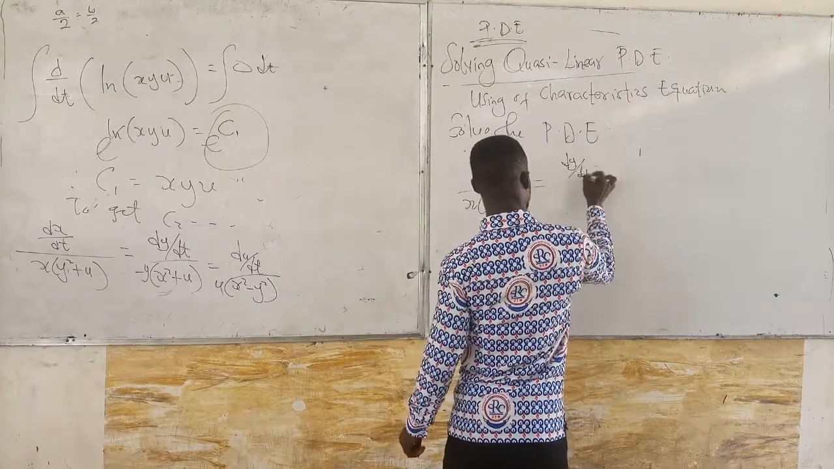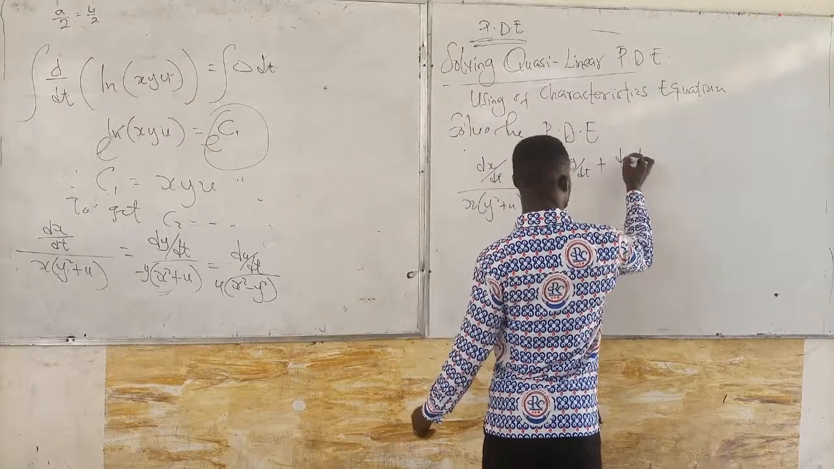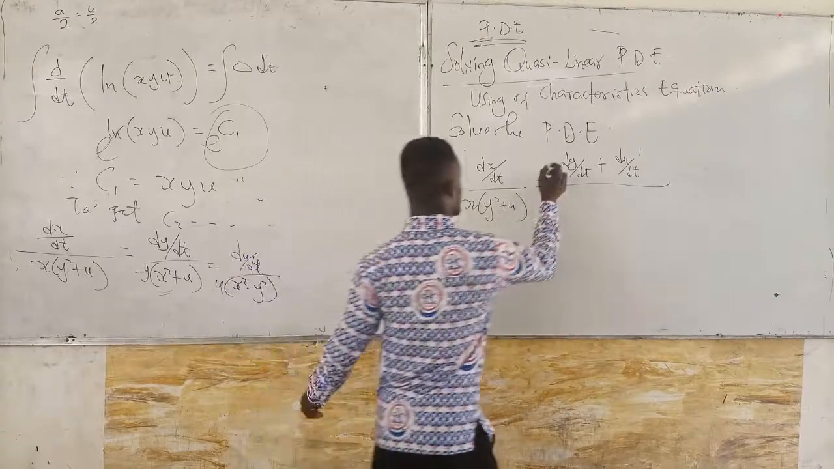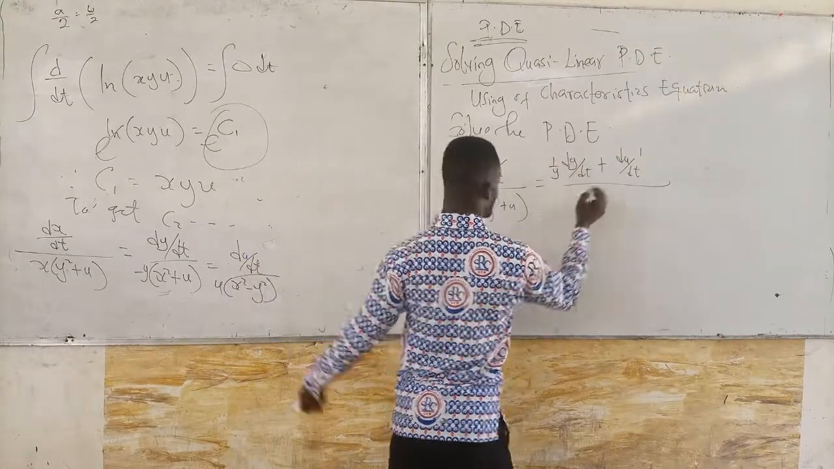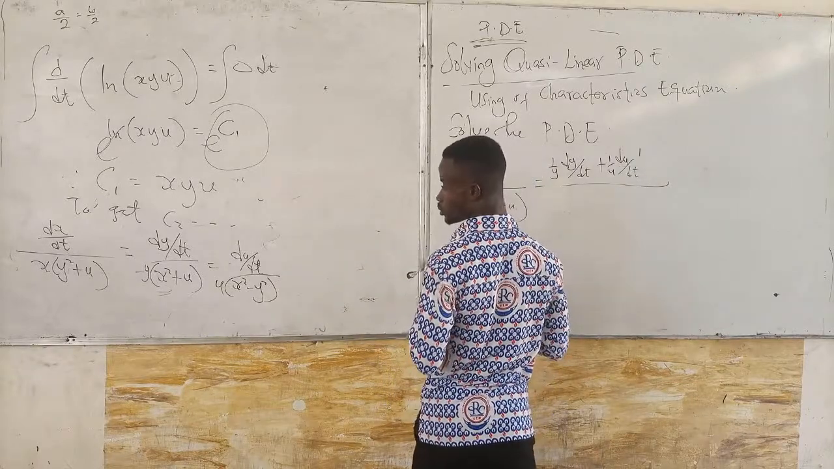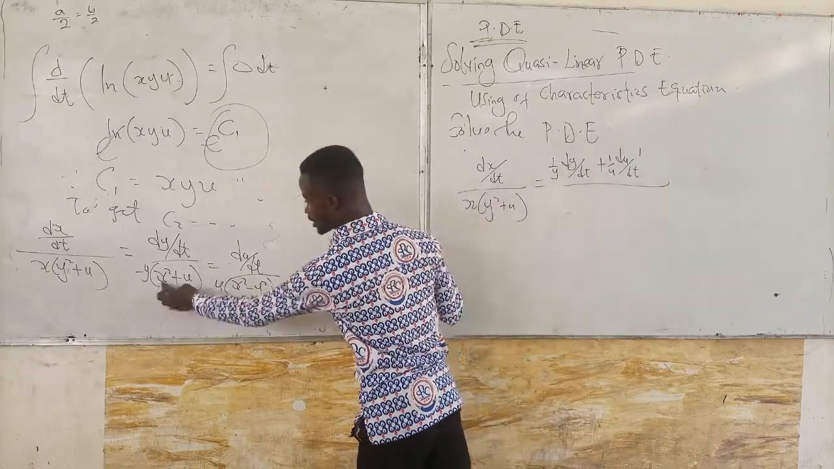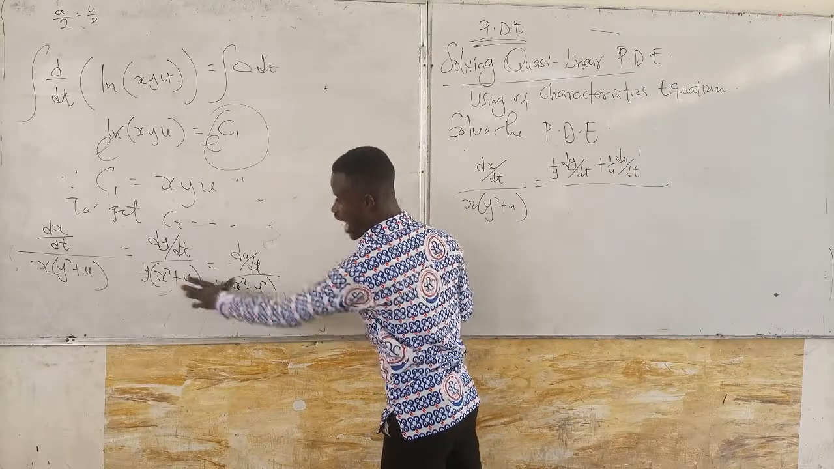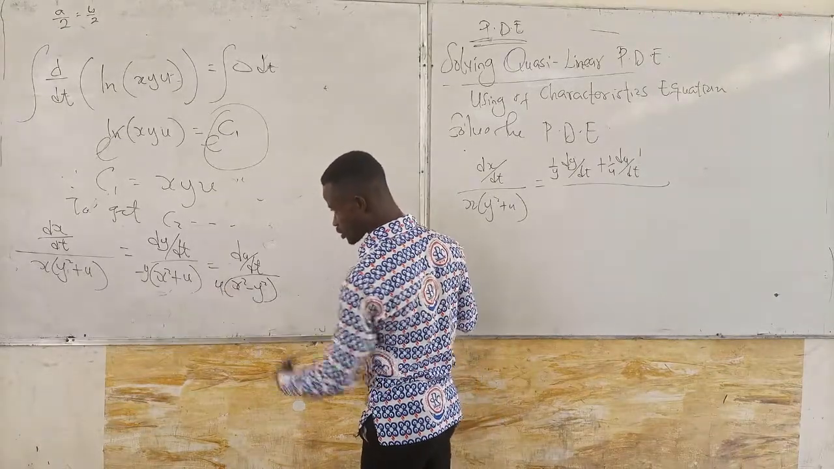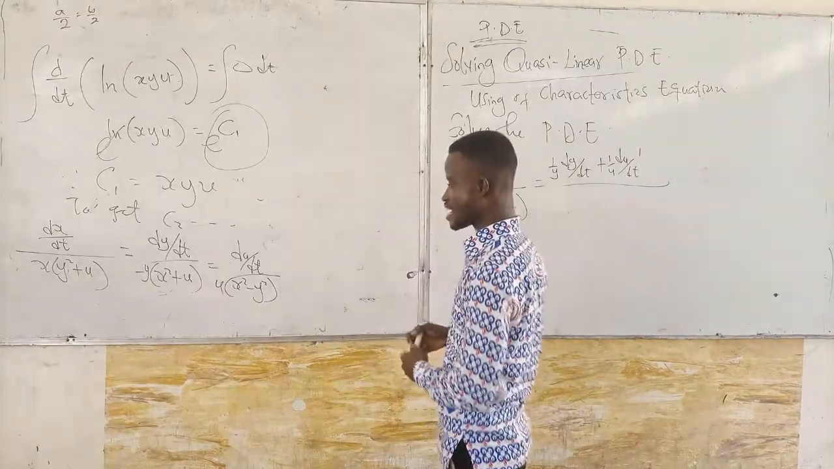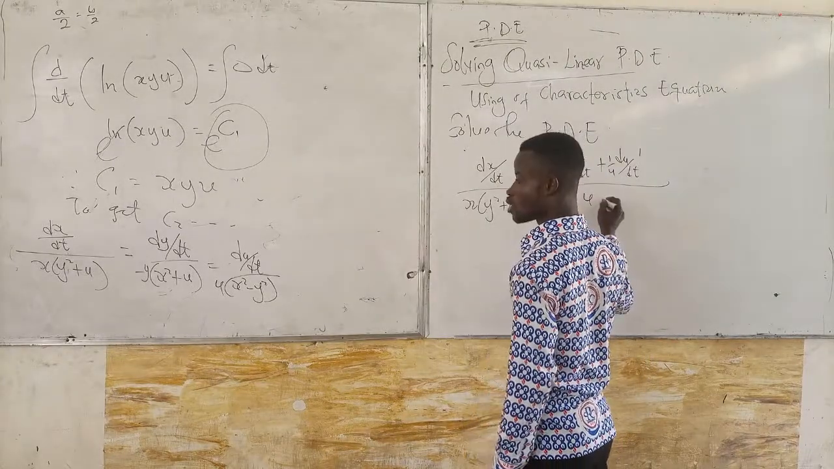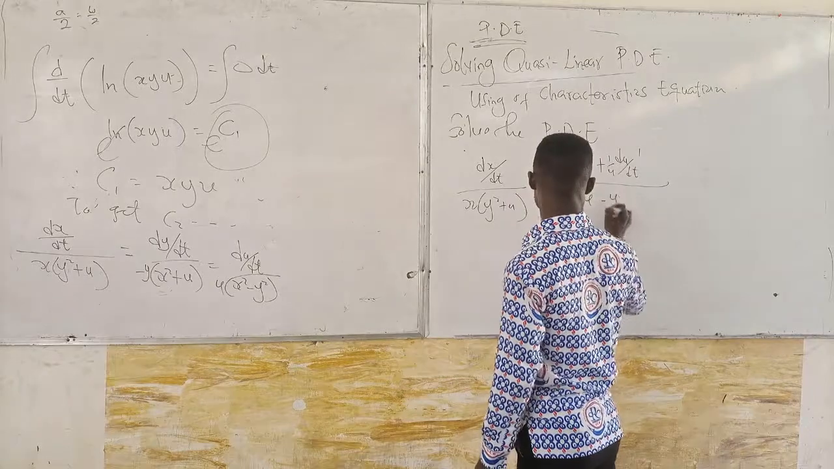So dy dt plus du dt. So here is over what? Y. Here is over u. Then this negative will cancel this, right? We are adding. We are adding. We are adding. So the x will cancel. So it will have negative u minus y squared.